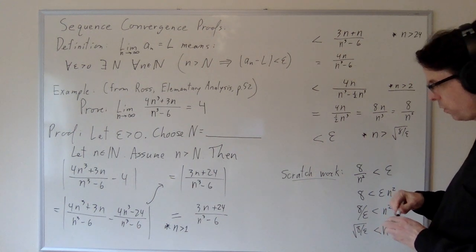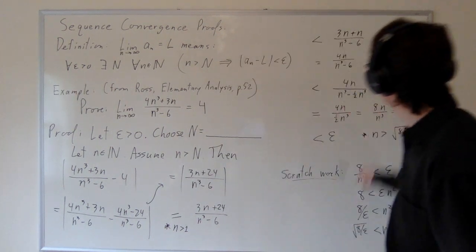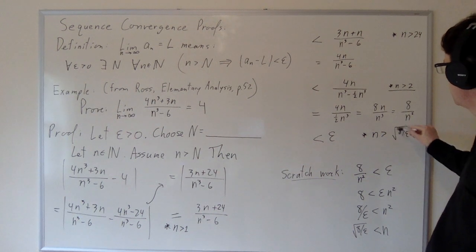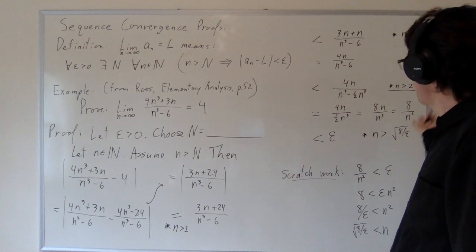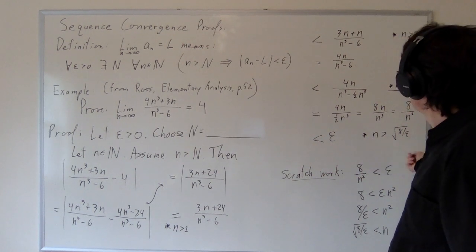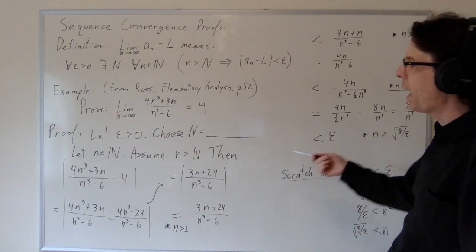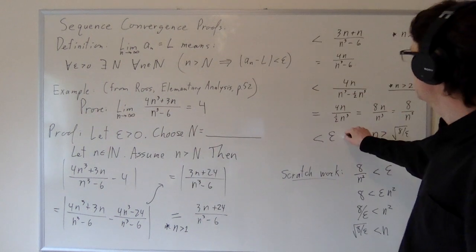We don't have any justification for the other three requirements here either. n needs to be greater than 1, n needs to be greater than 24, n needs to be greater than 2, and now n needs to be greater than the square root of 8 over epsilon. So if we should be so fantastically lucky that little n would just happen to be greater than all of these particular values, then we would have the proof as we need it. We would have this thing less than epsilon.